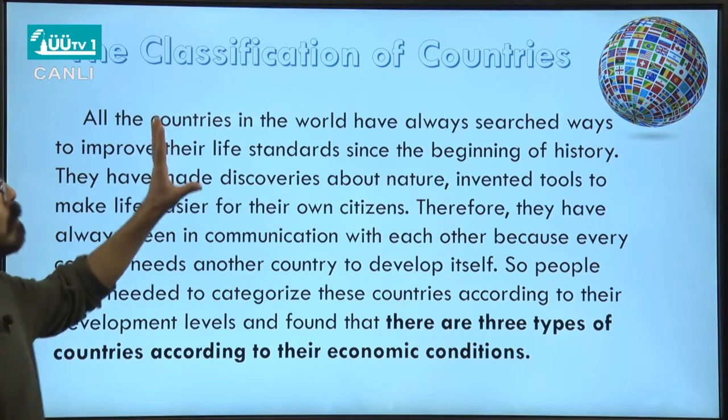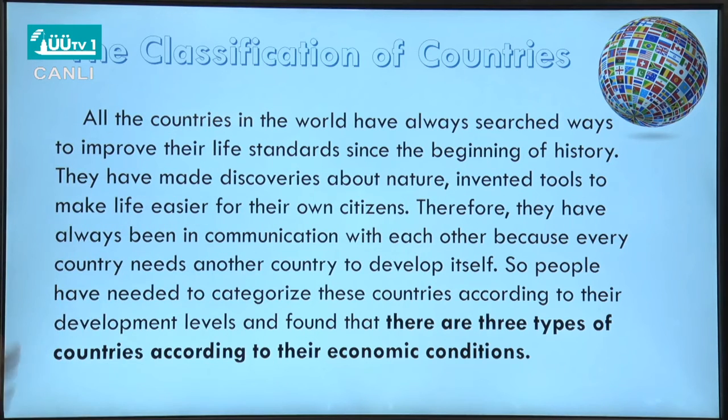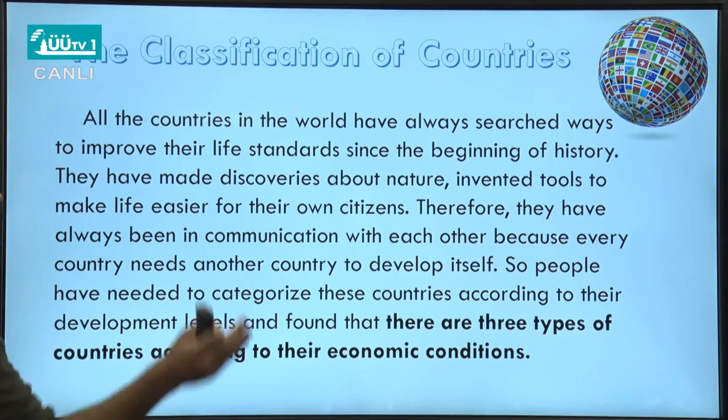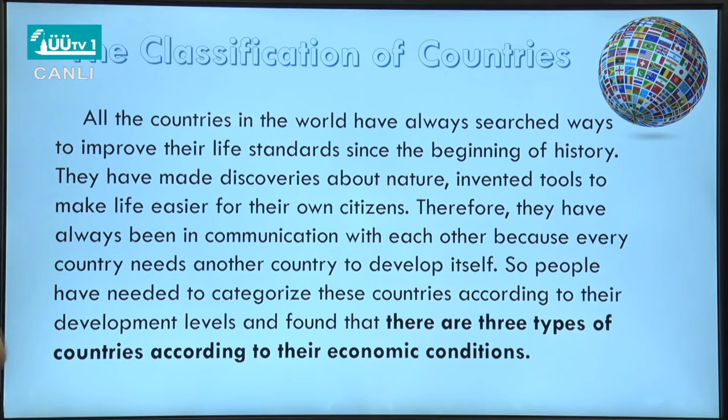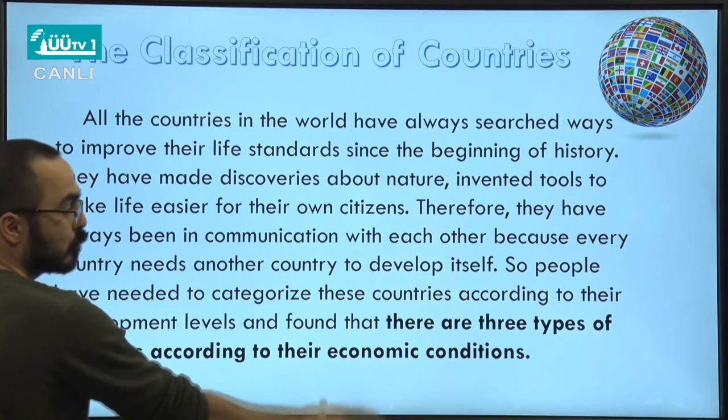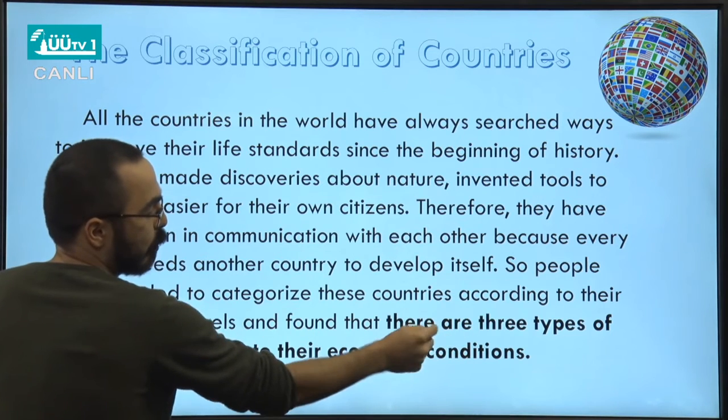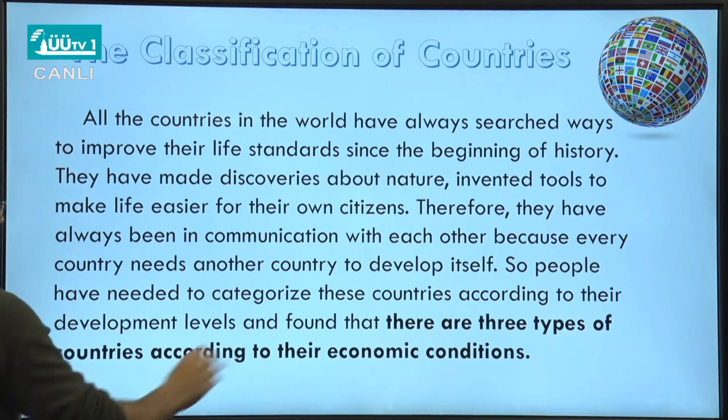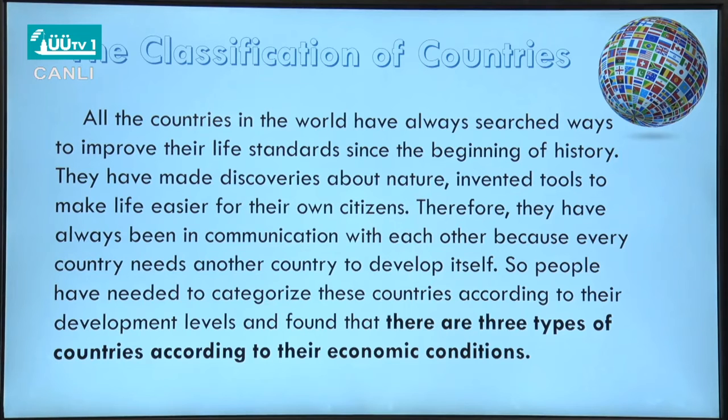Good. This is my first paragraph here, the introduction paragraph. First, this gives me an idea about what this writer is going to discuss. And it gave me a general idea about this subject. It didn't directly go into what he is going to do, but what is he going to do? He's going to talk about this bold part here. There are 3 types of countries according to their economic conditions. Now he's going to talk about them.